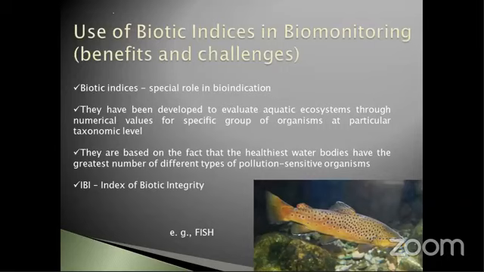And at this part, I would like to say something about the existence and use of biotic indices in biomonitoring, which are the benefits and which are the challenges of using these kinds of tools. So calculation of biotic indices has a special role in bioindication. It is a way to express the ecosystem status of a certain water body through a numerical value. And usually it is determined for a specific group of organisms and very often for certain regions.